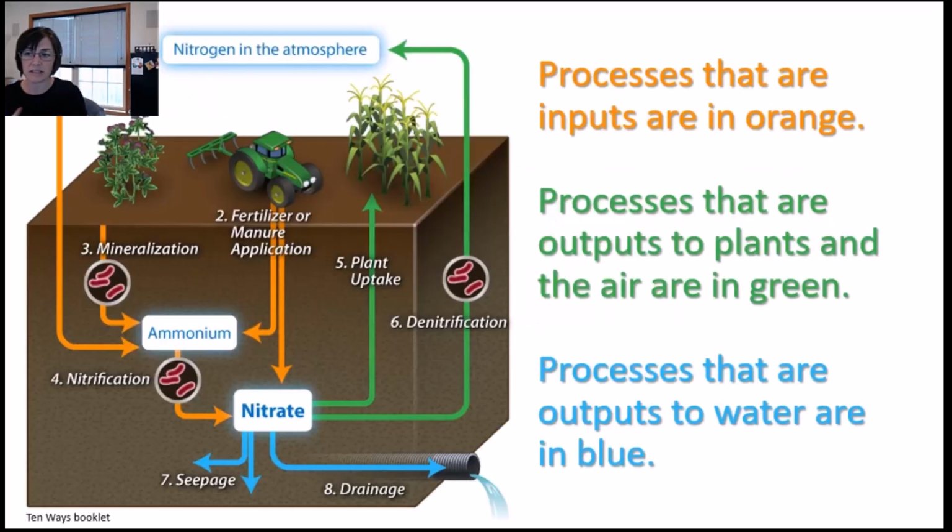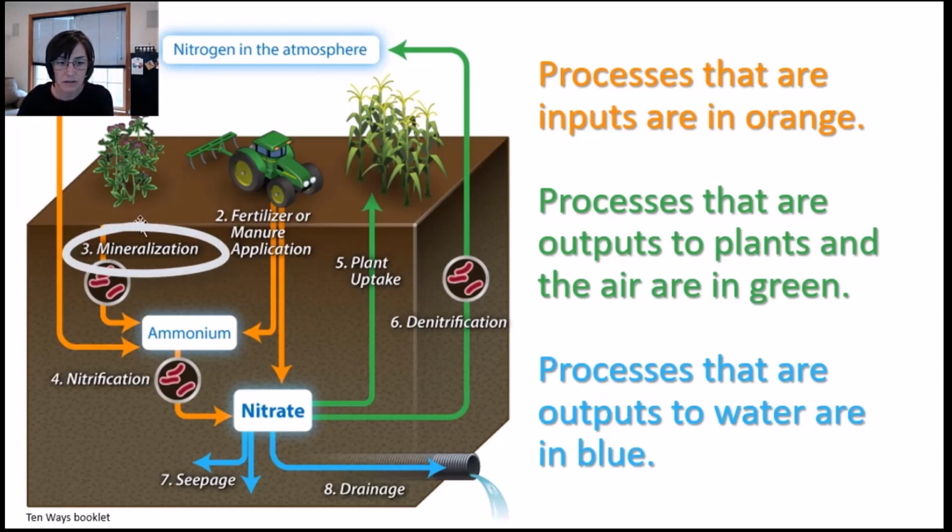We've talked about the nitrogen cycle before, and this is an illustration that you'll see in your reading. I want to highlight here mineralization and nitrification as a part of the nitrogen cycle. Mineralization is the conversion of organic nitrogen to the form of ammonium, and nitrification is the conversion of ammonium into the nitrate form. So those two processes matter in our soil, along with cation exchange capacity.